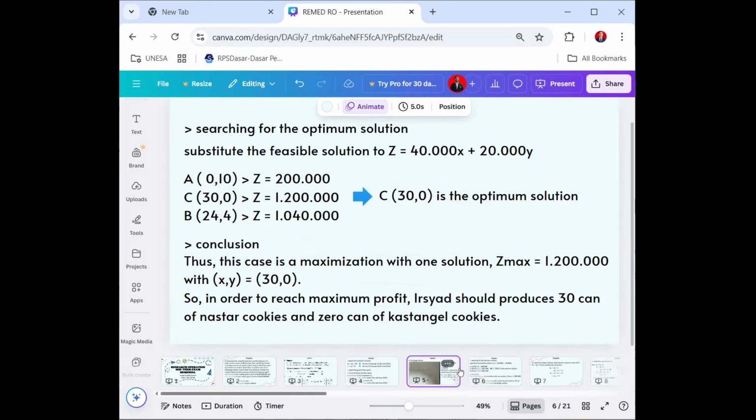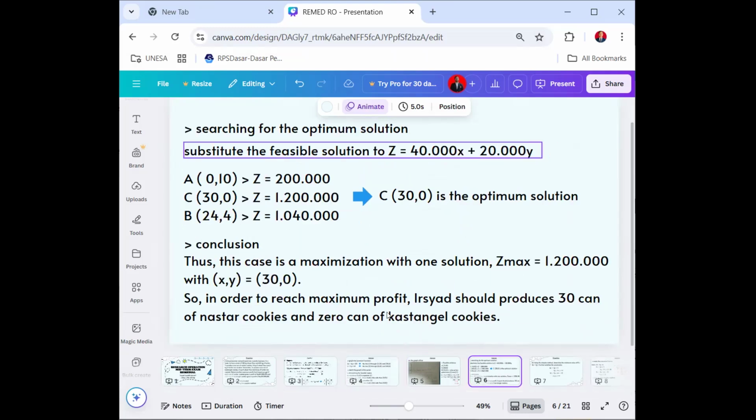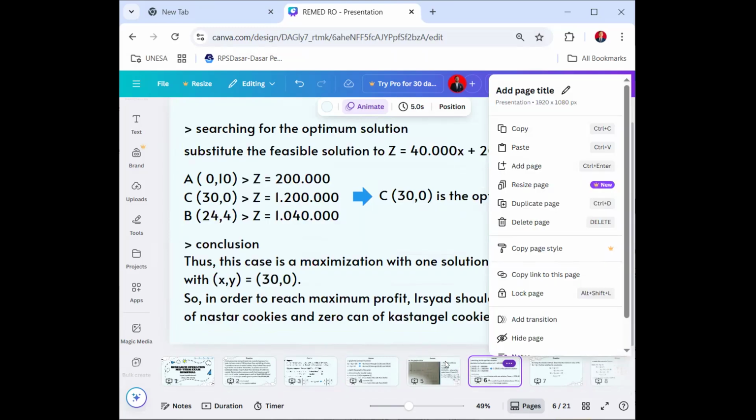And then after we graph this and we determine the feasible region, we have the feasible solution. Points A, B, and C are the feasible solutions of this. Now, after we find the feasible solution, we will search for the optimum solution.